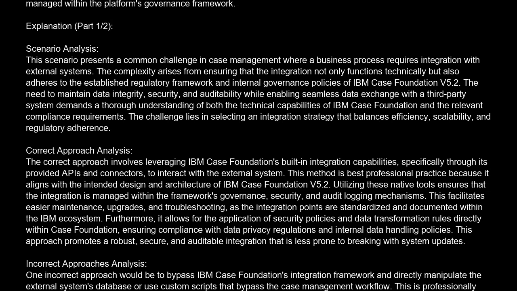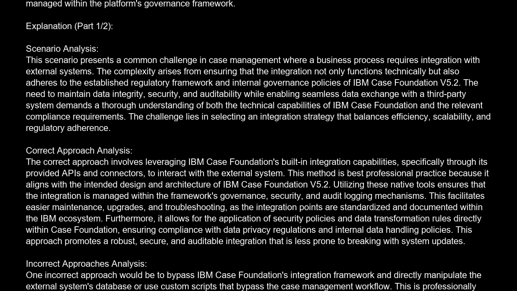The correct answer is C. Utilize IBM Case Foundation's native integration APIs and connectors to establish a secure and auditable data flow, managed within the platform's governance framework. Explanation. Scenario analysis.